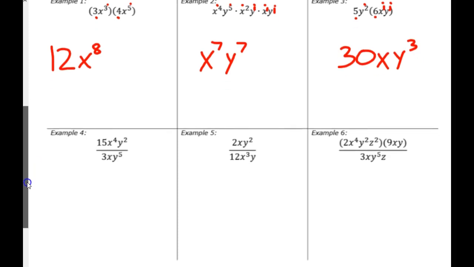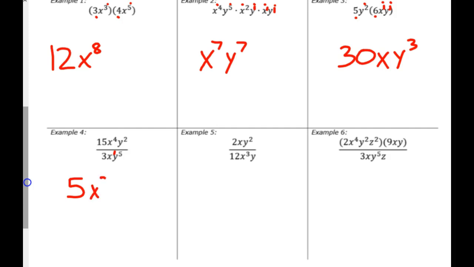Alright, now dividing. 15 divided by 3. Remember, the coefficients are normal, so we divide them, we get 5. Now we're going to subtract the powers. So x to the 4th, x to the 1, 4 minus 1 is 3. And then for the y's, 2 minus 5. Careful with that. 2 minus 5 is not 3, it's negative 3.